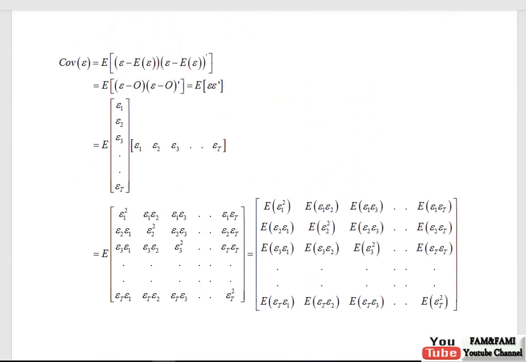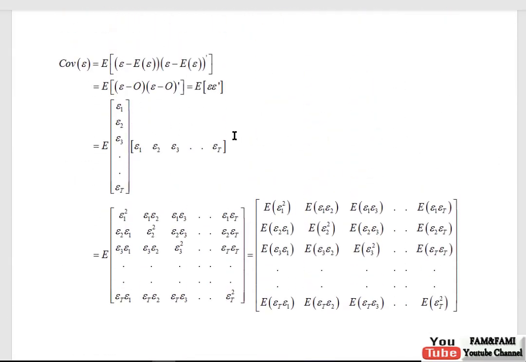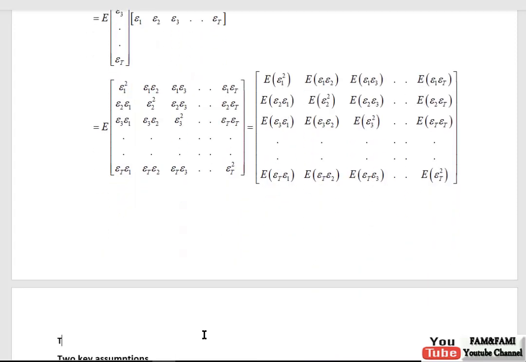Okay, look at here. This matrix is actually the product of this and this. Look at the vector of epsilons: epsilon 1 row, 2 row, 3 row. We know that its order is t rows and only one column, so its order is t cross 1.